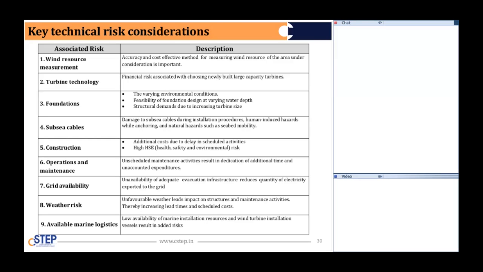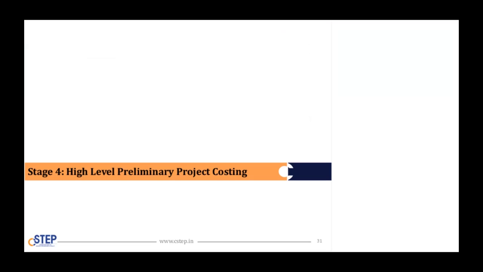Subsea cables are dug deep into the seabed, so there is a risk of damage to subsea cables during installation, with human-induced hazards such as anchoring and natural hazards such as seabed conditions. In construction, additional cost due to delay in scheduled activities is possible, and there are high health and safety risks involved. Grid availability: there's unavailability of grid which needs to be covered for. There's weather risk, and then, at the end, availability of marine logistics.